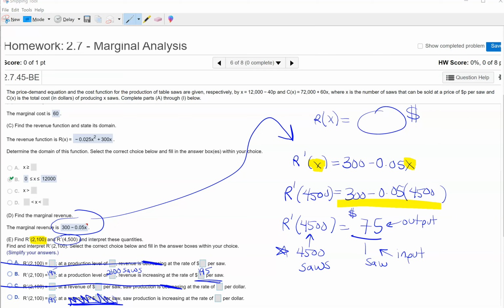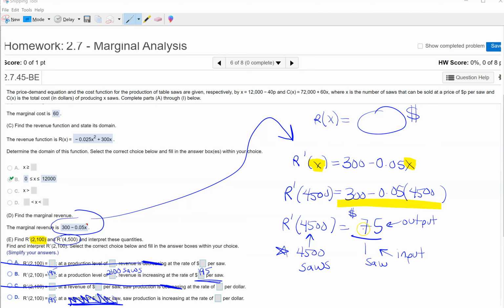Okay, yeah, 75. So at a production level of 4,500 saws, our revenues are still positive. They're still increasing, but not as quickly. Later, we'll learn something called the point of diminishing returns, and that involves this concept of you're still making money. It's still positive. Your revenue's still increasing, just not as quickly as it was before. And you want to find that sweet spot. But right now, we're just practicing interpreting.